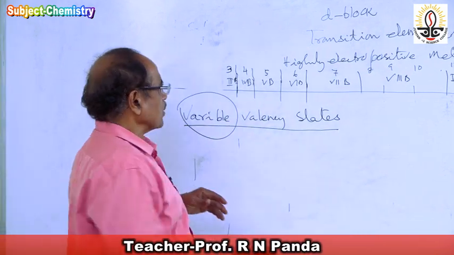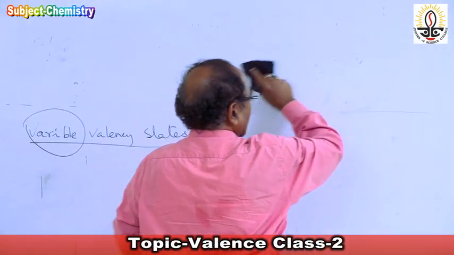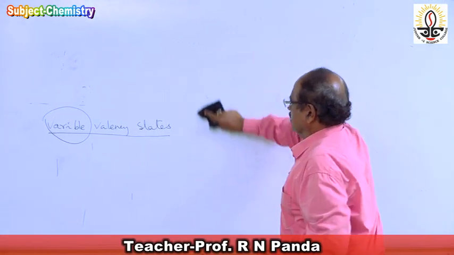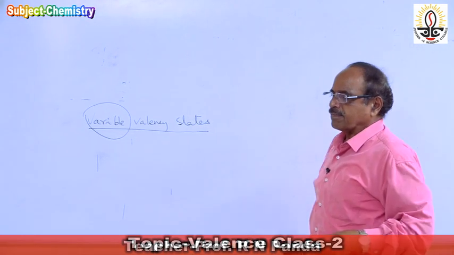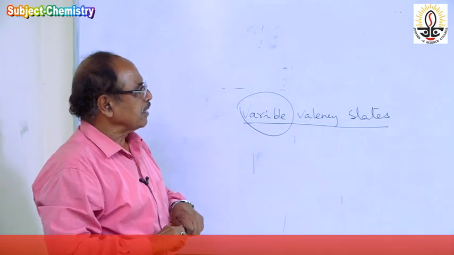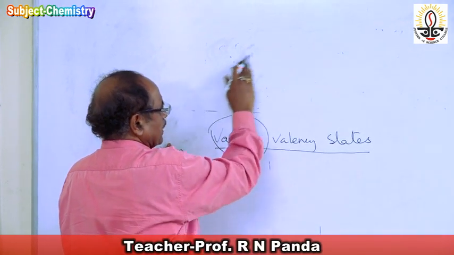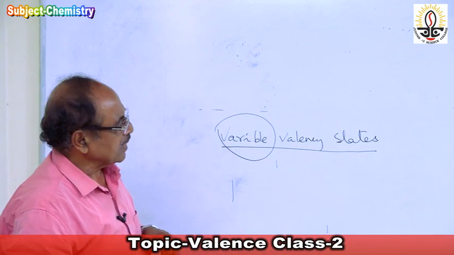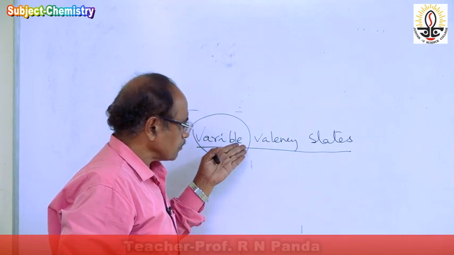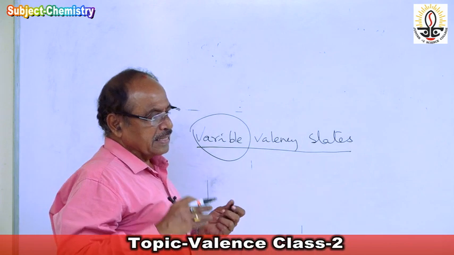All these elements are transition elements. When we study the periodic table, we will have special classes where I will teach you the D block elements and can explain better. But now I am using the concept of the periodic table. All these D block elements are highly electropositive metals. They exhibit more than one valency state because of their electron configuration in the d orbital.